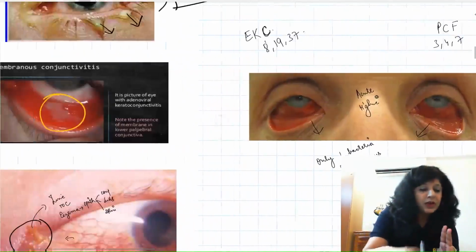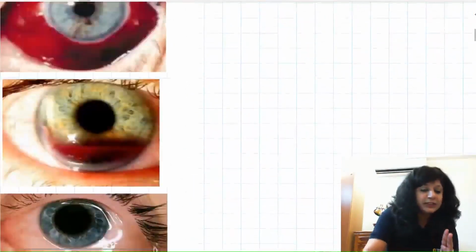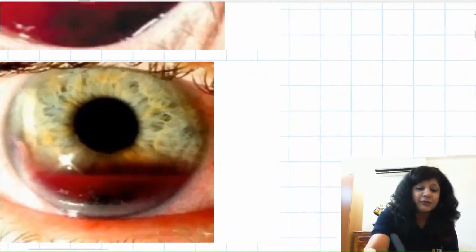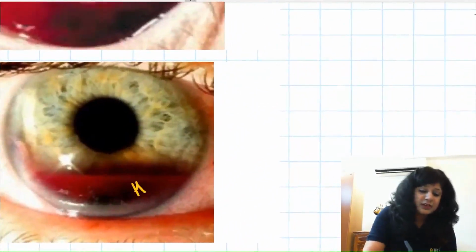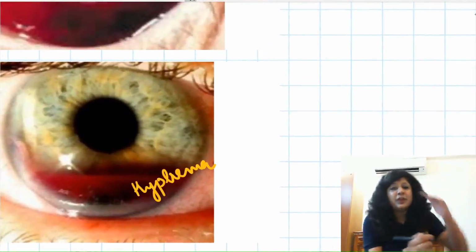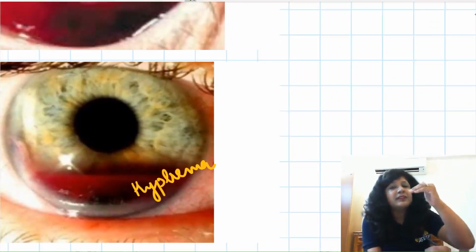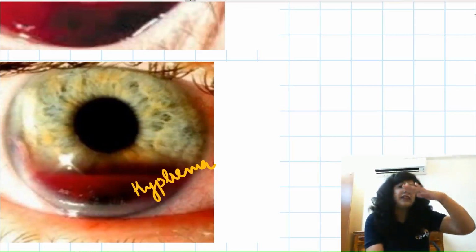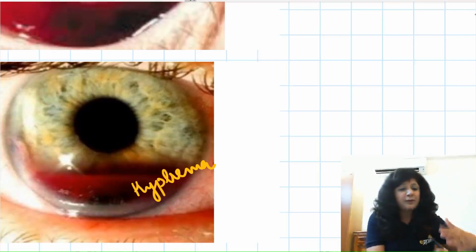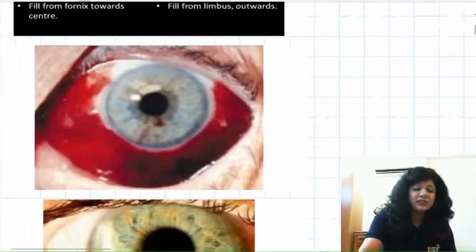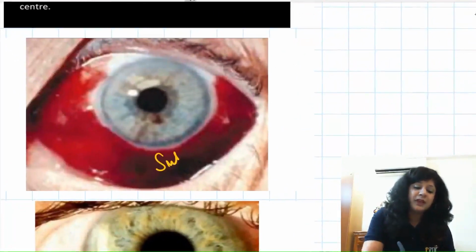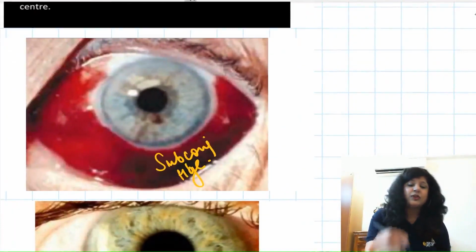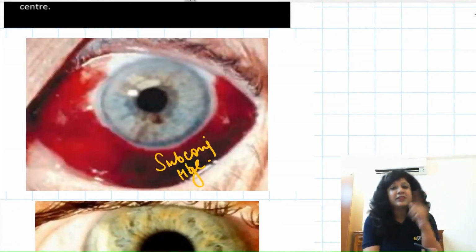Okay, now see this. This is actually the hyphema. Can you see? This is the hyphema. Hyphema means the blood in the anterior chamber. Whenever we have the blood inside the anterior chamber, the cells will settle at the bottom. So hyphema is this. While if you see this, this is actually the subconjunctival hemorrhage. So can you see there is a difference in the subconjunctival hemorrhage?